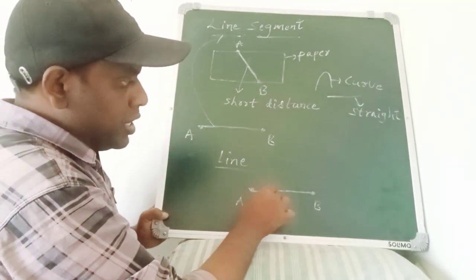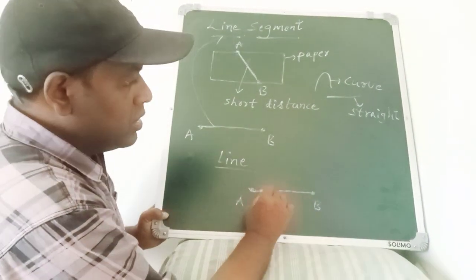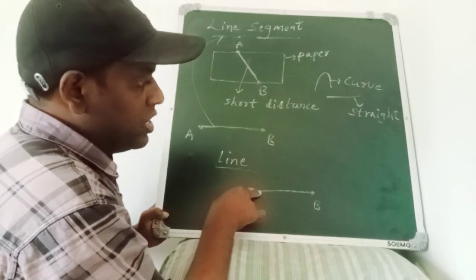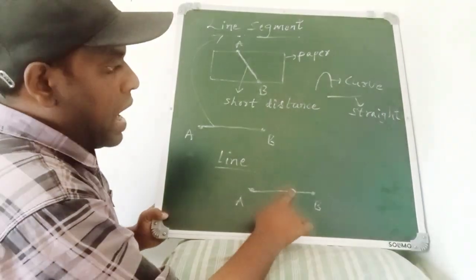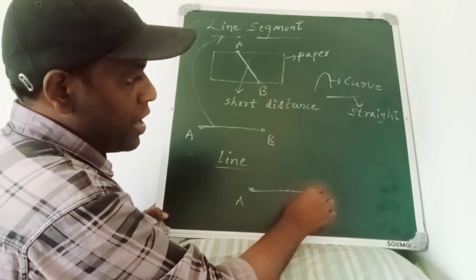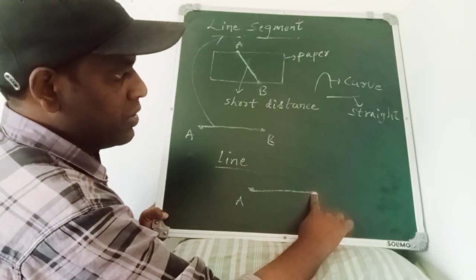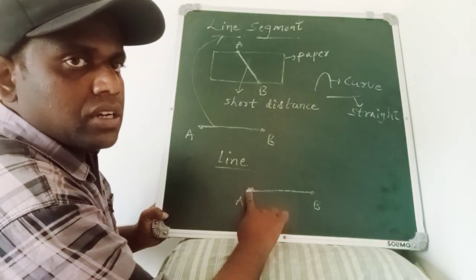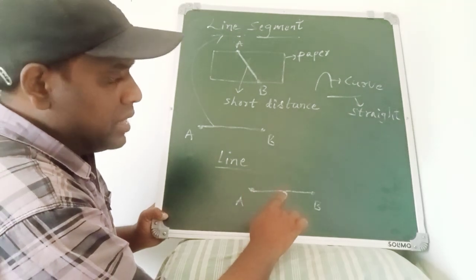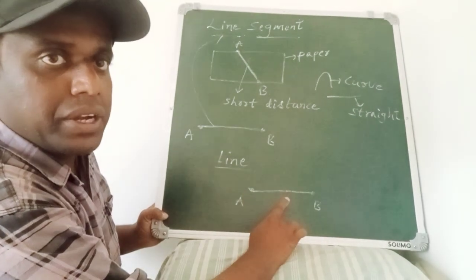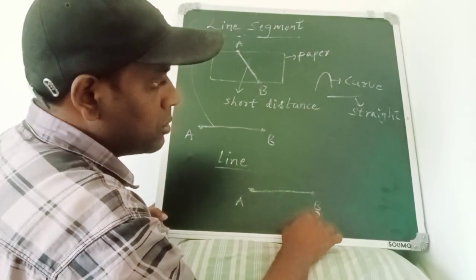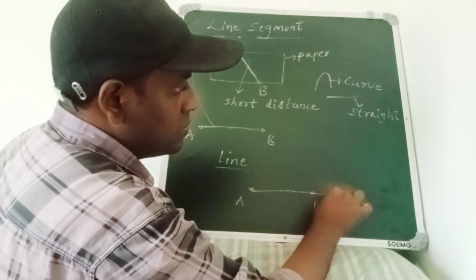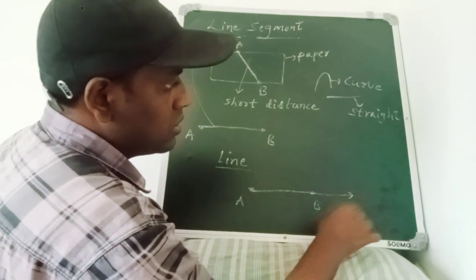See, this straight path, like a pen, is what we call a straight path. If the straight path has end points on both sides, one end point on this side and one on this side, then it becomes a line segment. Now I will extend it after point B also. I will show a mark like this.